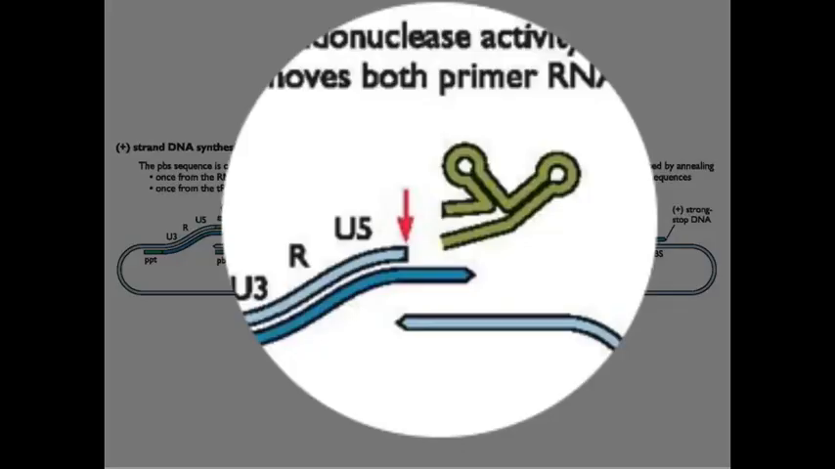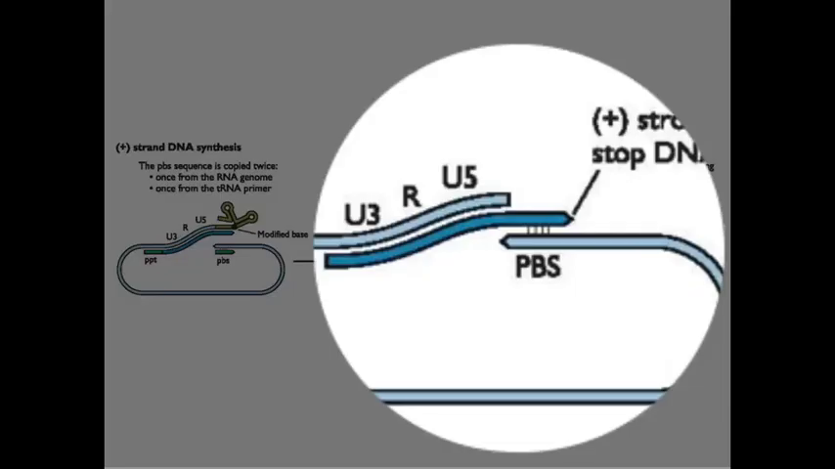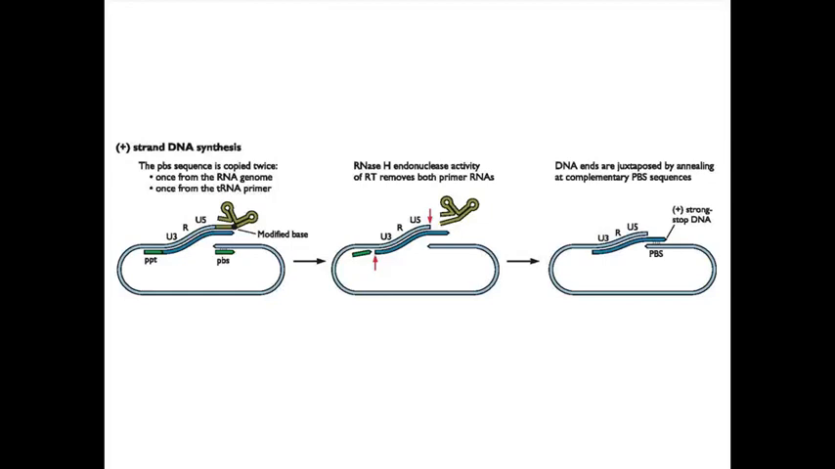So the positive strand extends to a modified base in the tRNA. Then the tRNA is clipped off. So now you have a single-stranded overhang. And guess what? Right, that base pairs with this end of the negative strand DNA. And the enzyme begins to copy in that direction. So this is the second template exchange, if you will.